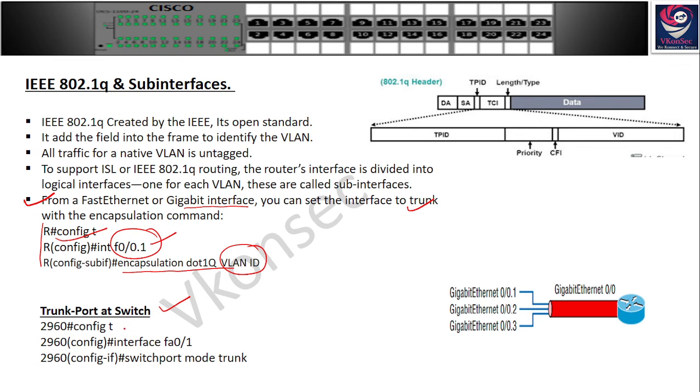So you have to enter into switch global configuration mode. You have to enter into the interface where you have connected the router physical interface, and run the command switchport mode trunk. That is enough. And this is the sub interface you have created. Means at the switch you are using only one physical interface, that is f0/0, g0/0, and g0/0 is divided into three logical interfaces for three VLANs, right?